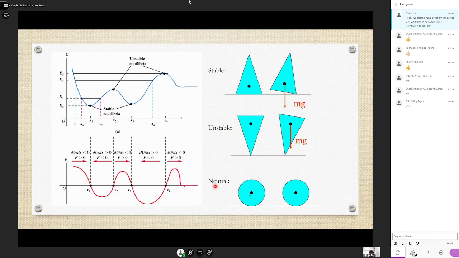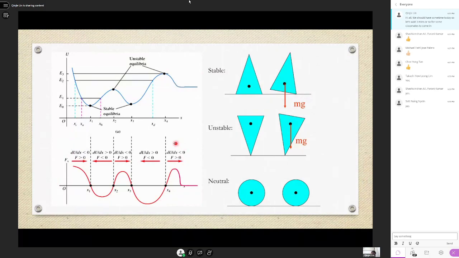For neutral, it's represented by the straight line here. It's not labeled, but basically it's saying if you displace it, it will not move anywhere. It will just stay in that next position. It's neutral. So if you roll this circle a bit to the right, it will just stay wherever it ends. So that's neutral.